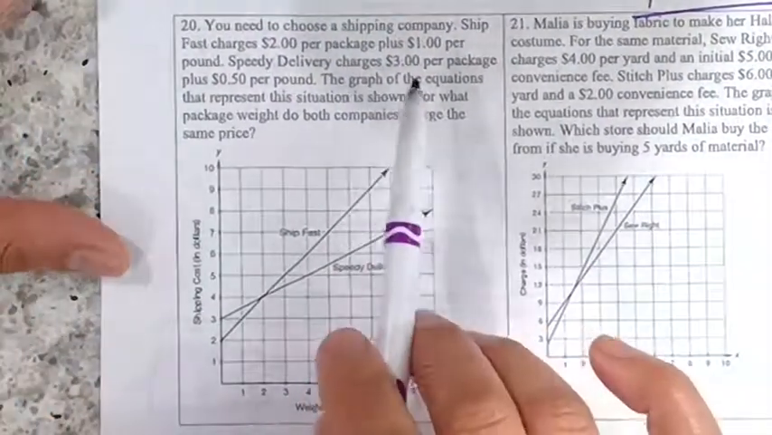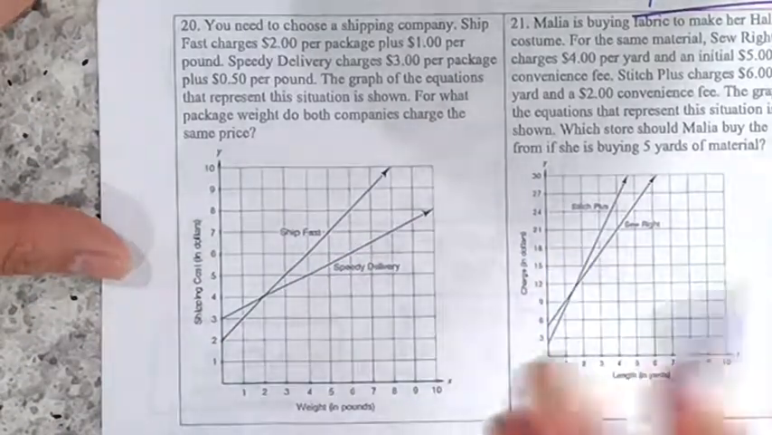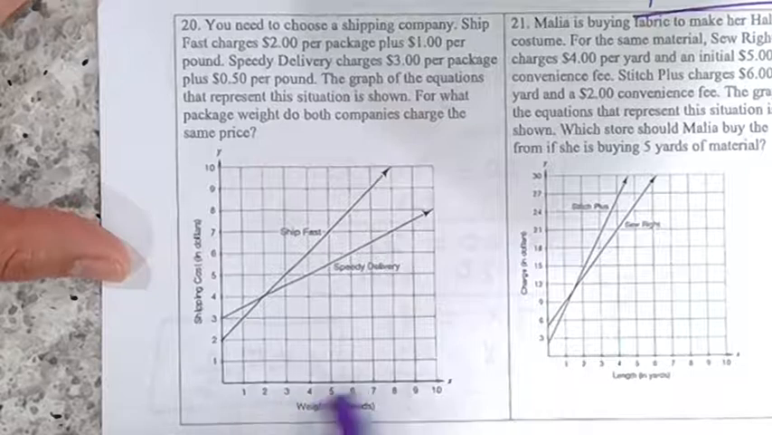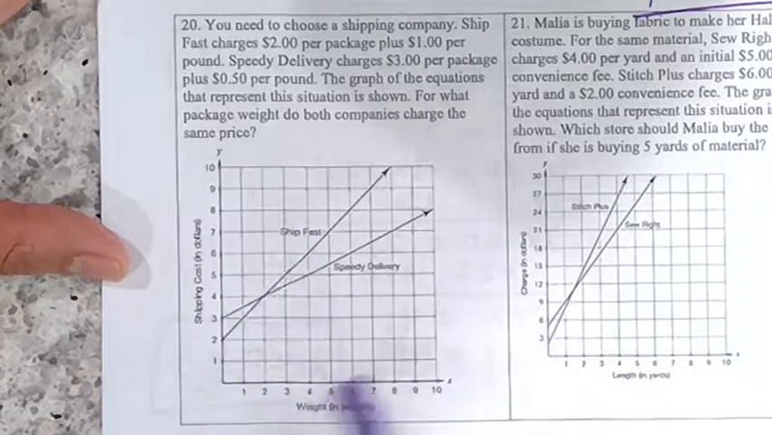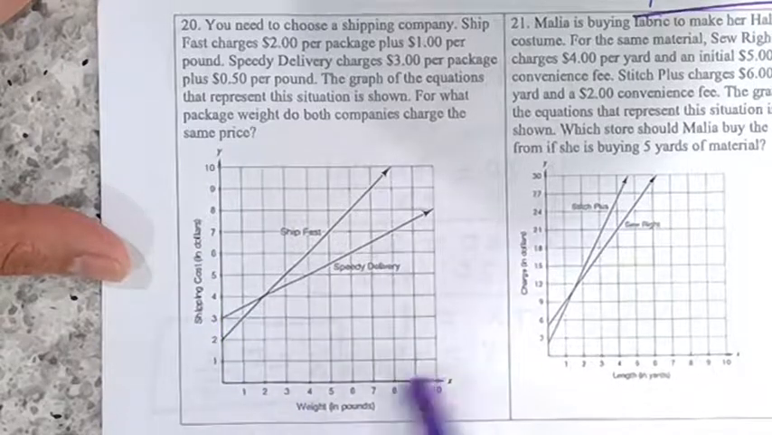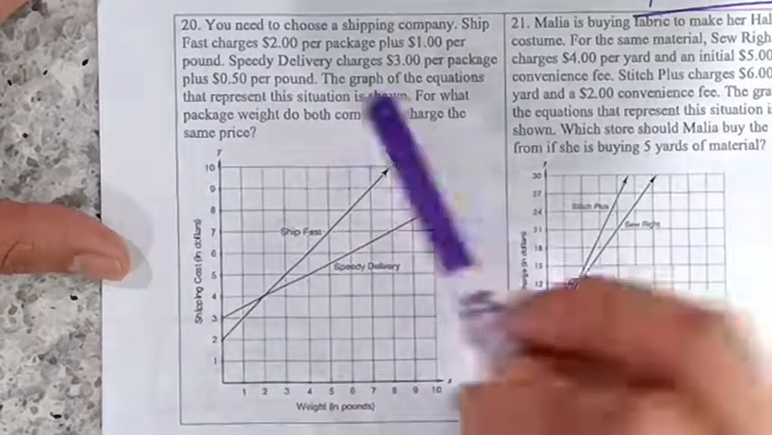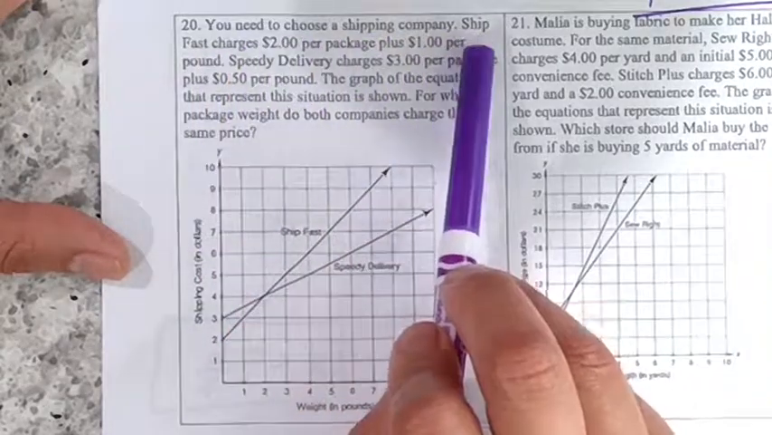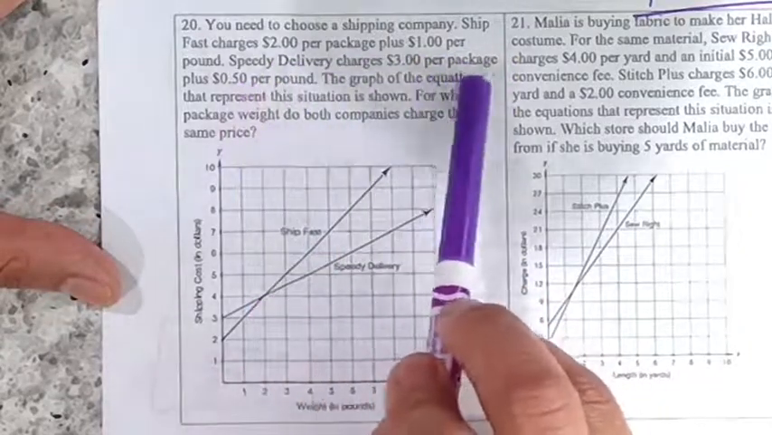You need to choose a shipping company. Well, actually, before I even read the question, I always like to look at the graph. Okay, so it looks like this is weight in pounds, and this is the shipping cost. So for some package, this is how much they're going to charge you for how heavy it is. There looks like there's 2 companies, Speedy Delivery and ShipFast. ShipFast charges $2 per package plus $1. Speedy Delivery charges $3 per package plus 50 cents.